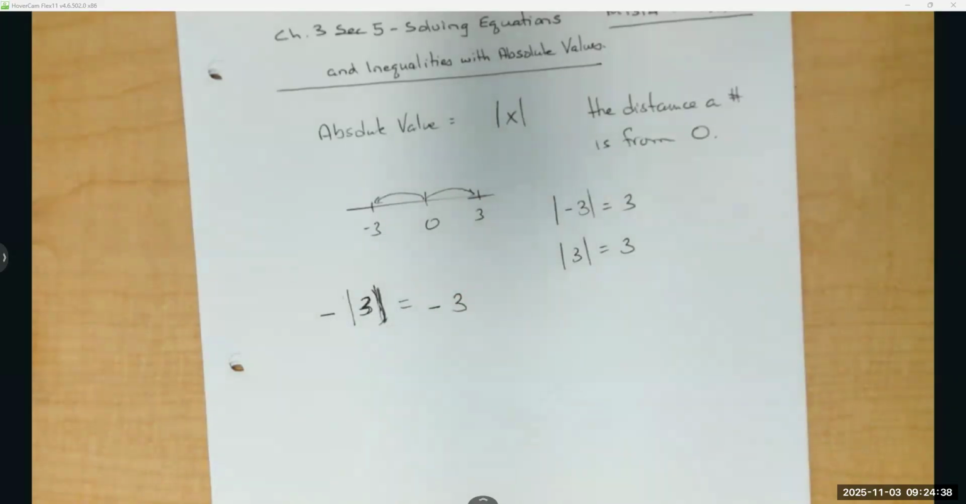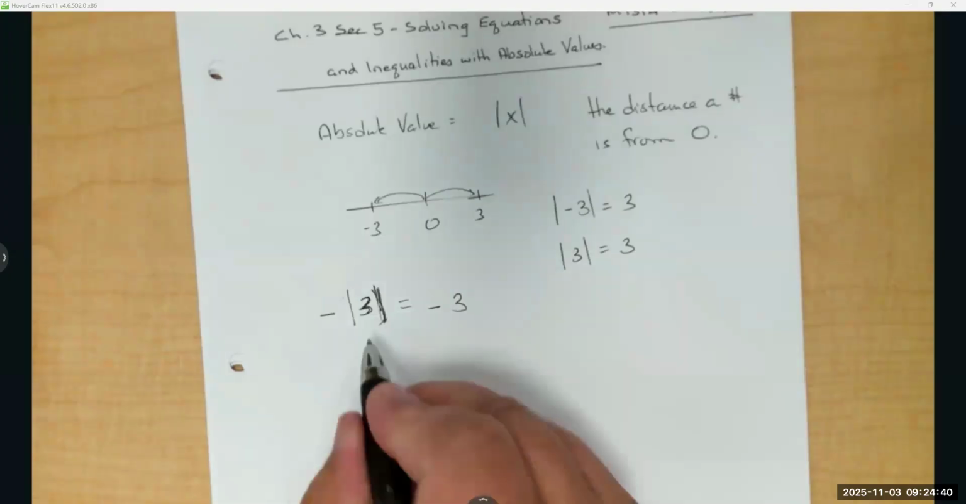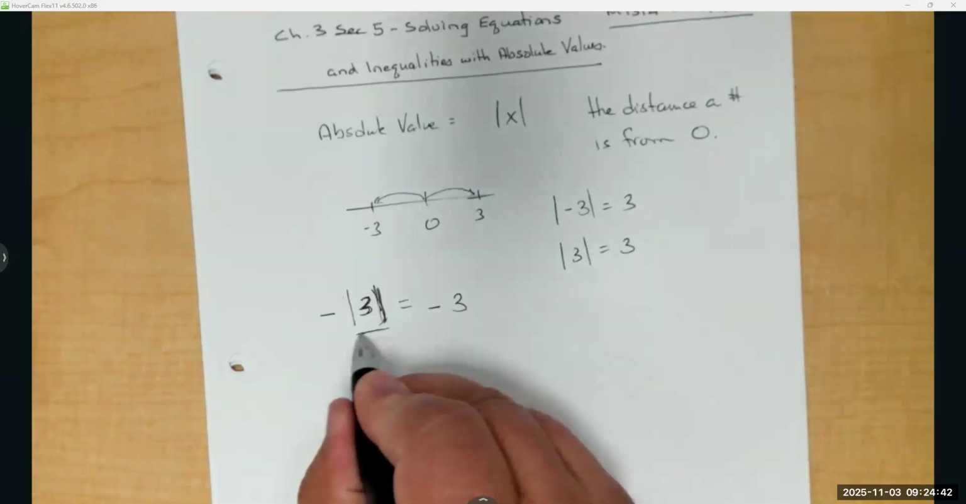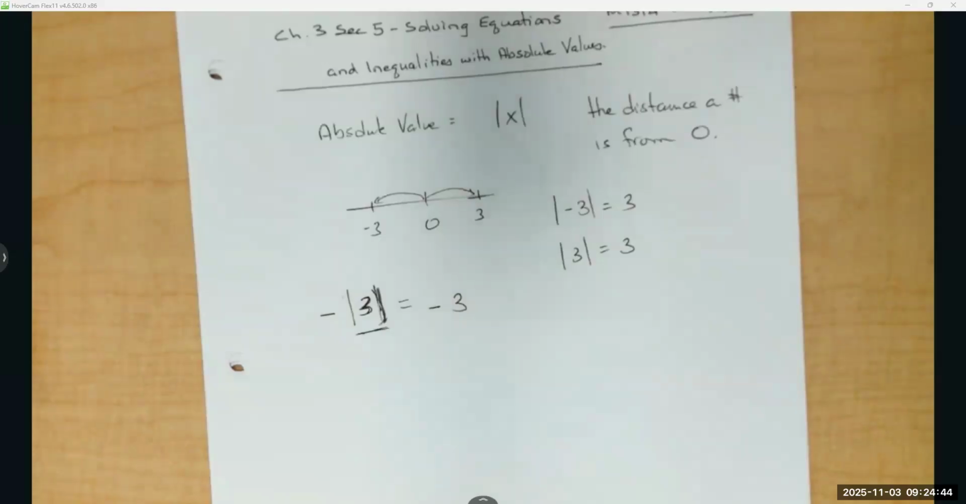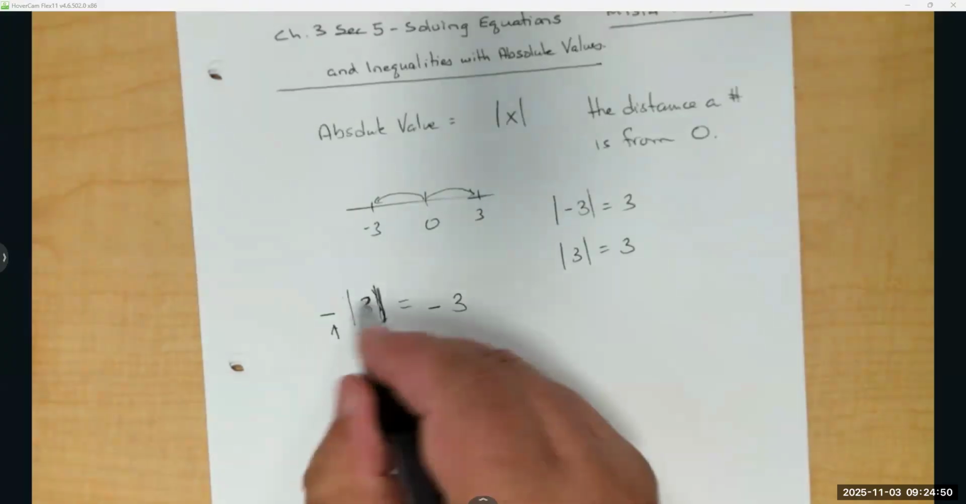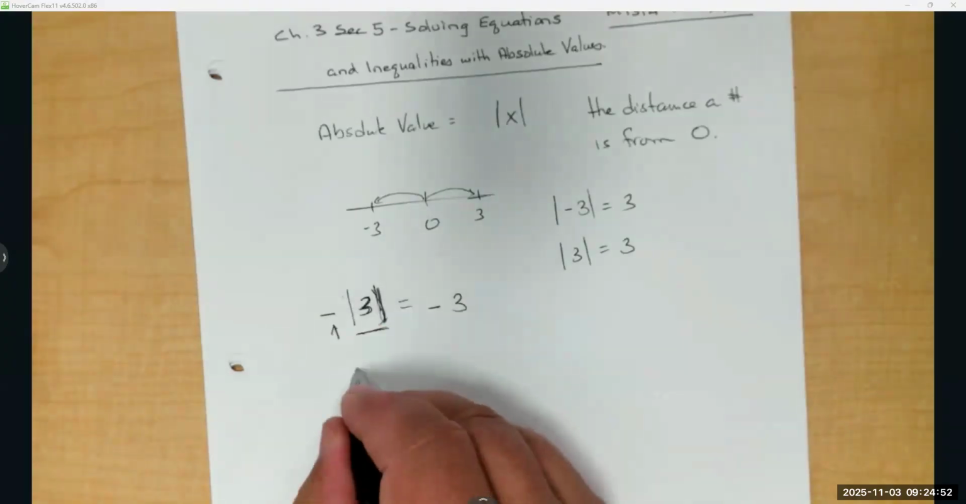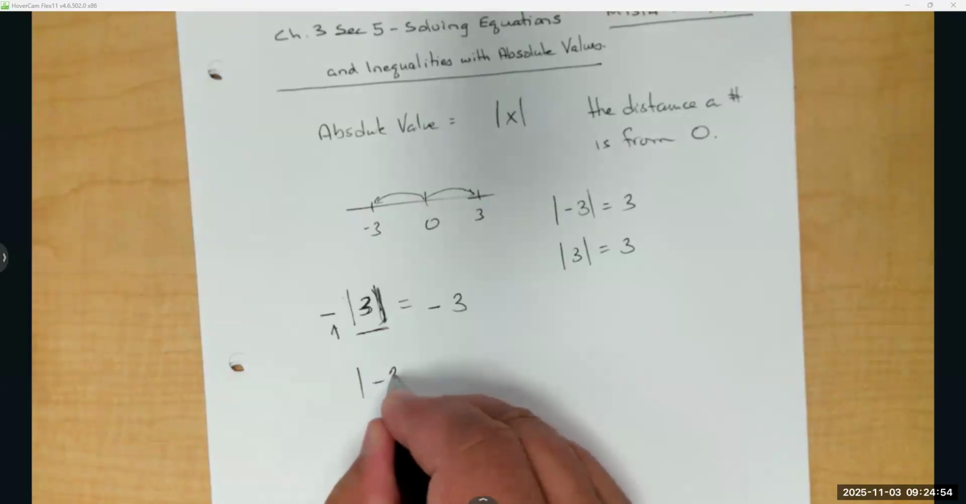Order of operations. Special operations first. What's the absolute value of 3? 3. What's in front of it? Negative, yeah. In other words, this absolute value doesn't affect that one. There's a difference between those two.